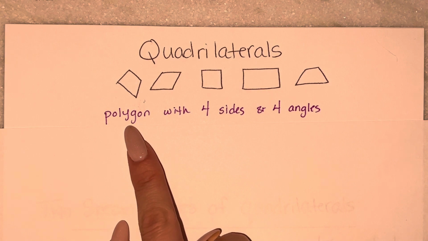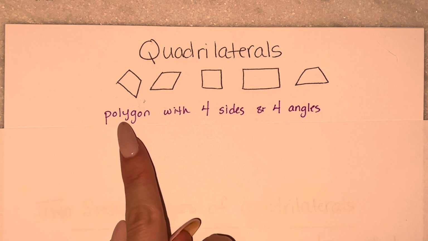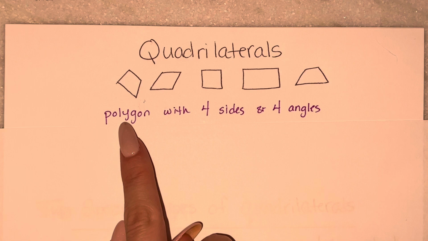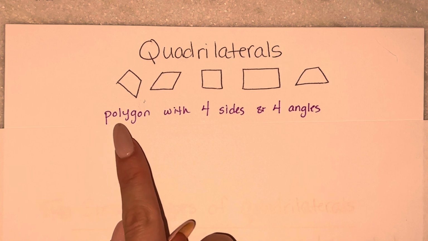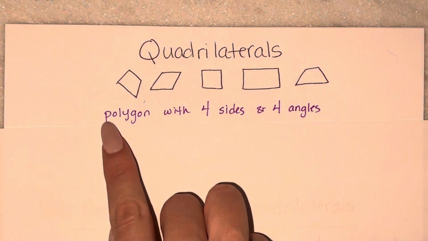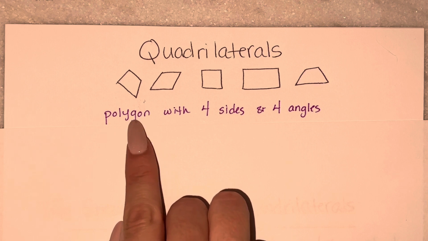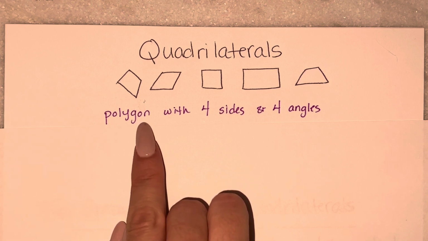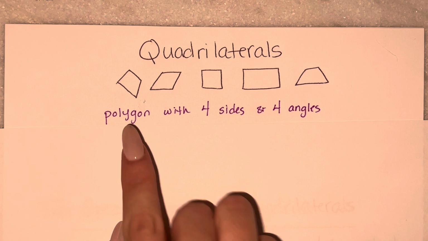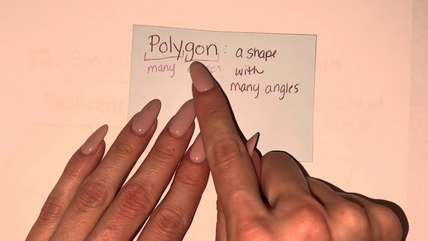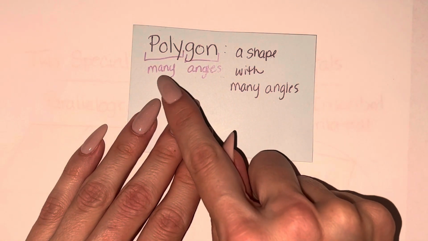I think most of you know the prefix here, poly. A religion that is polytheistic would have many gods. It would have more than one god. So poly is the word that means many. And this word gon is actually the Latin part of the word for angle. So let's talk about that word really quick. A polygon is a shape with many angles.